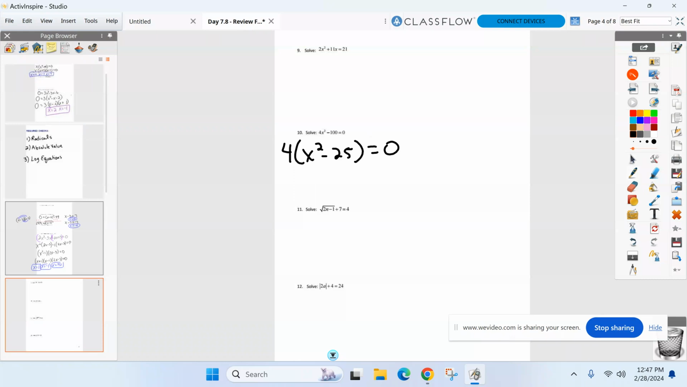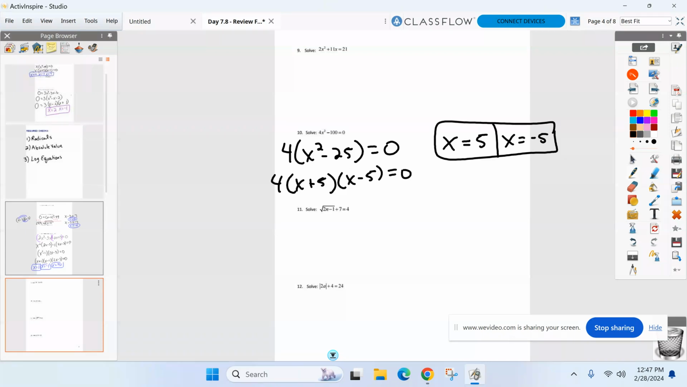And then x plus 5, x minus 5. Good. I don't need to worry about the 4 at the end, right? Because it doesn't have a variable attached, so don't worry about it at the end. And then x equals 5 and negative 5. That was a quick one, huh?